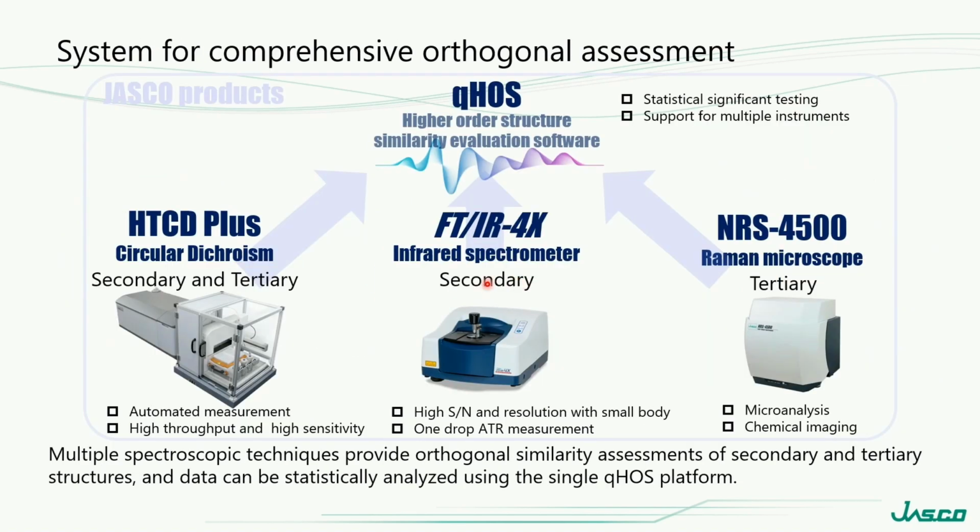Far UV-CD and FTIR spectroscopy are orthogonal methods for evaluating the secondary structure, and near UV-CD, Raman, and fluorescence spectroscopy are orthogonal for tertiary structures. So a comprehensive orthogonal assessment using these methods can provide a firm structural foundation to claim biosimilarity. We at JASCO have the J-1500 HTCD Plus for far UV and near UV CD, FTIR for infrared measurement, and NRS-4500 for Raman spectroscopy. And the data obtained from these instruments were analyzed on a single platform, qHOS.